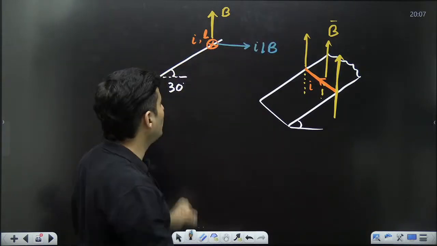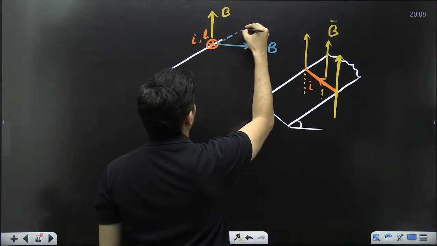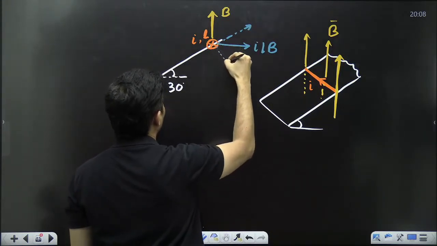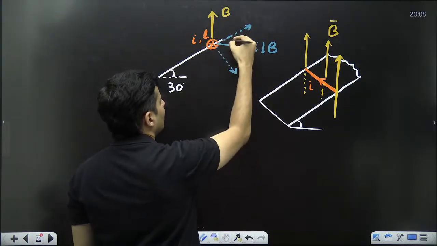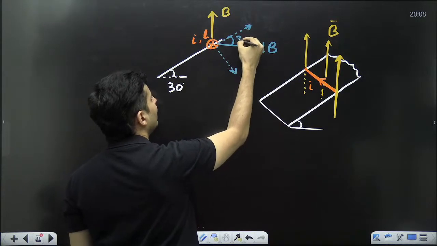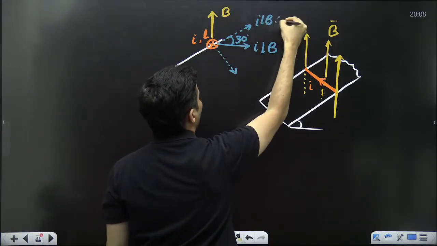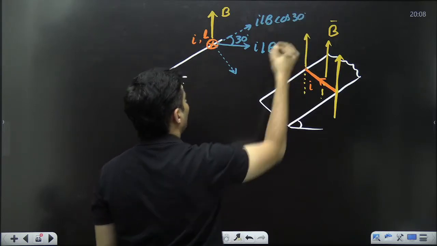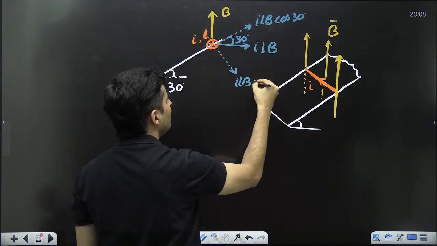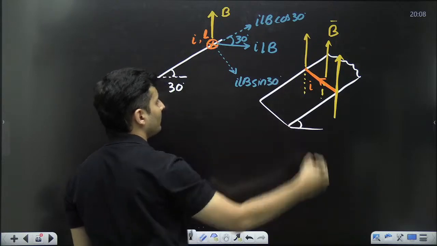Won't this force have two components? One component will be like this, another component will be like this. This angle will also be 30 degrees. Naturally, this will be the ILB cos 30 component, and this will be the ILB sin 30 component.